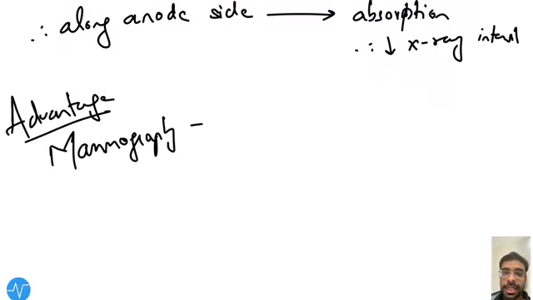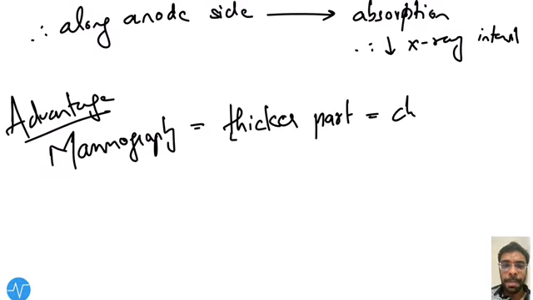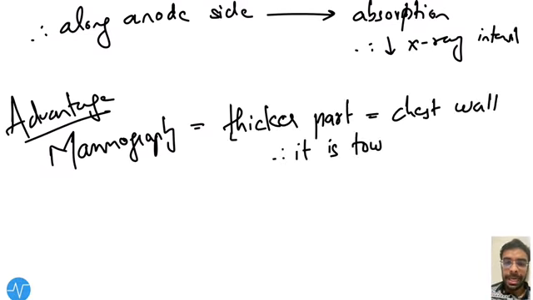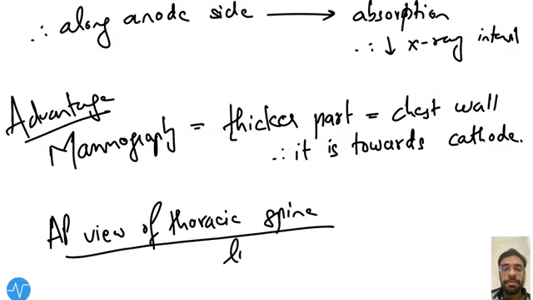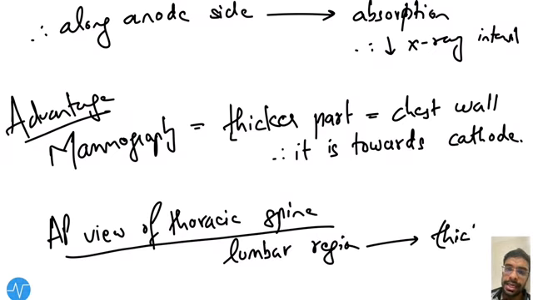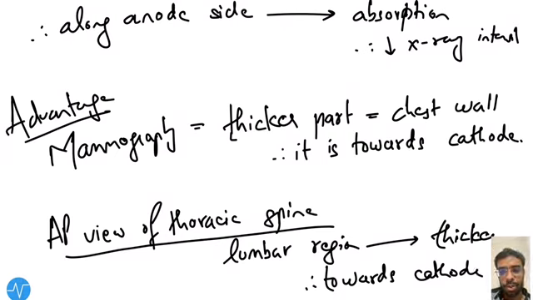What is the advantage? It is in mammography. The thicker part is the chest wall and the breast tissue is the thinner part. Since the thicker part is kept at the cathode side, more X-rays will come. Therefore, the thicker part is on the cathode side. And in the AP view of the thoracic spine, the lumbar region is thicker, which is kept on the cathode side. Since it is thicker, more X-rays from the cathode will pass through that area, and on the thinner side, the anode side, fewer X-rays will pass. Therefore, this is the advantage of the heel effect.